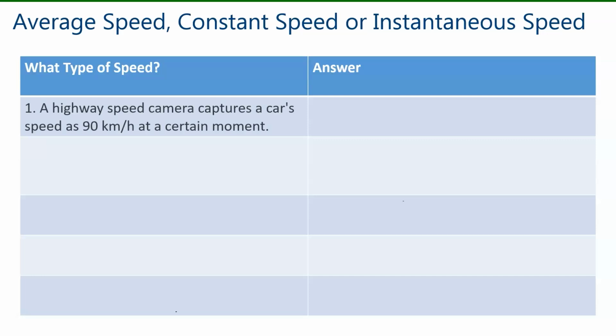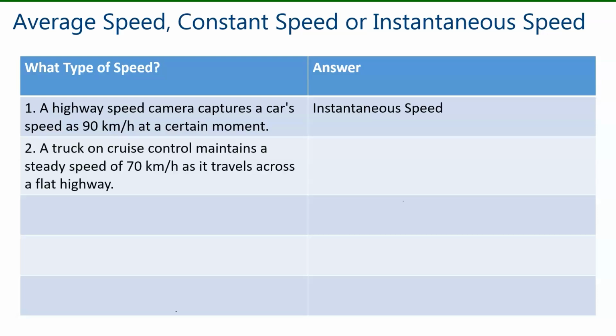Our first description says, a highway speed camera captures a car's speed as 90 kilometers per hour at a certain moment. What type of speed is this? This is instantaneous speed. Instantaneous speed is the speed at an exact or certain moment.